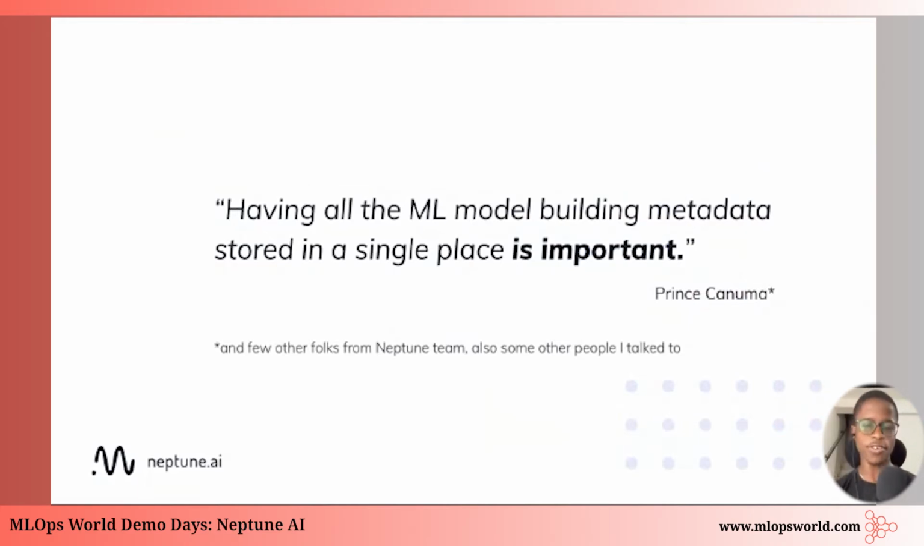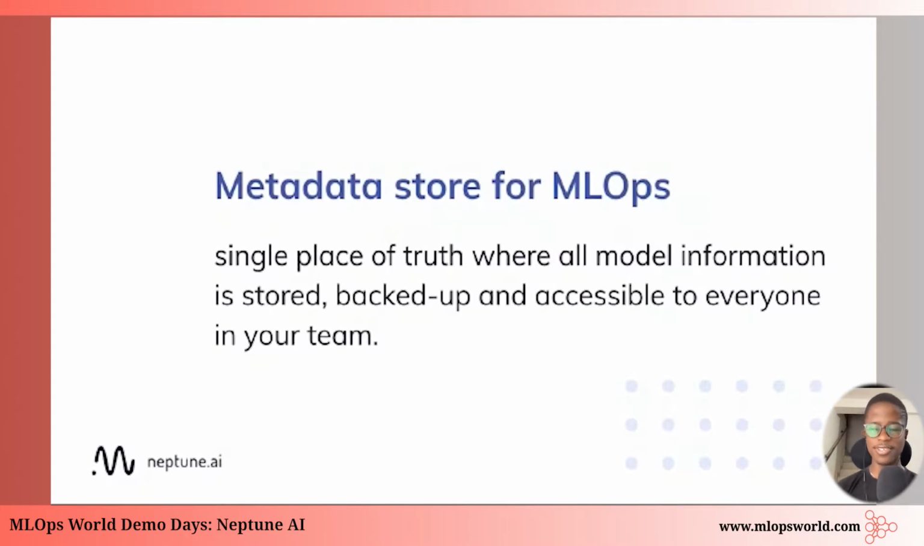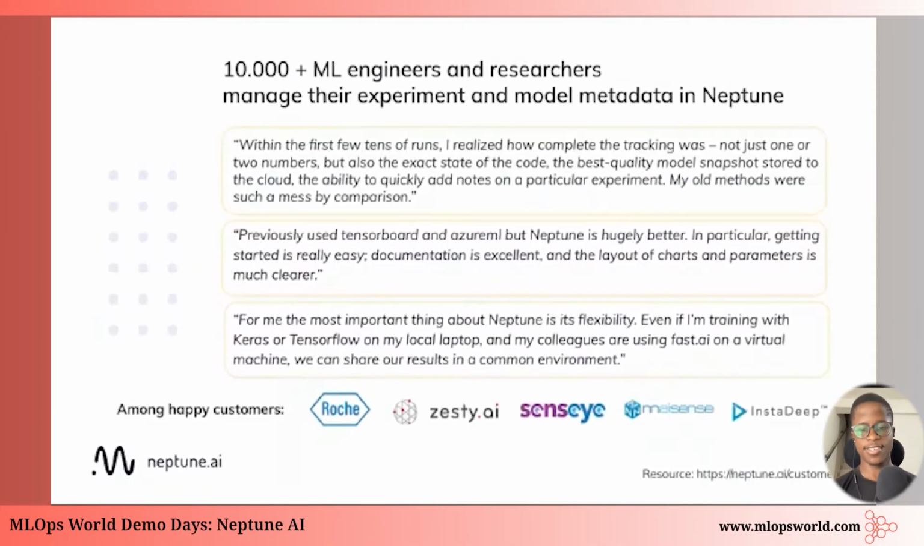Neptune is a metadata store for MLOps built for research and production teams that run a lot of experiments. It gives you a central place to log, store, display, and analyze all metadata generated during the machine learning lifecycle. Individuals and organizations use Neptune for data versioning, experiment tracking, and model registry to have control over their experimentation and model development. This is what some of our customers say.